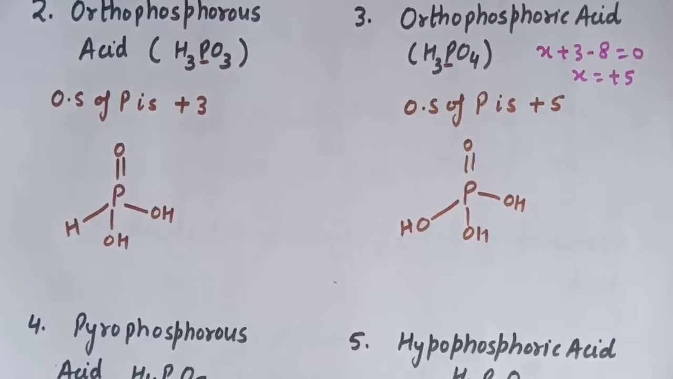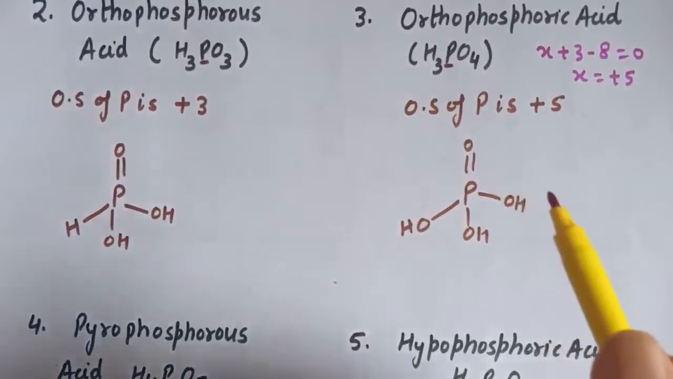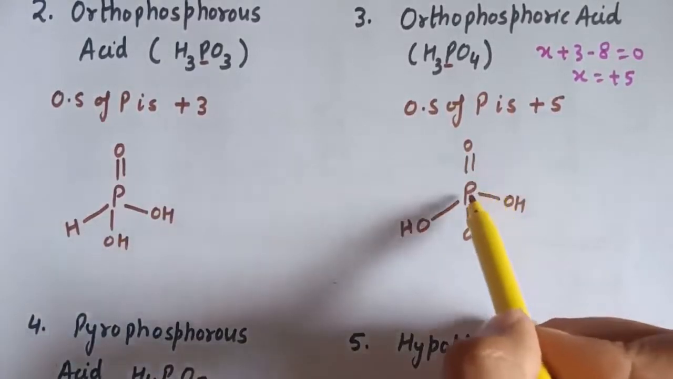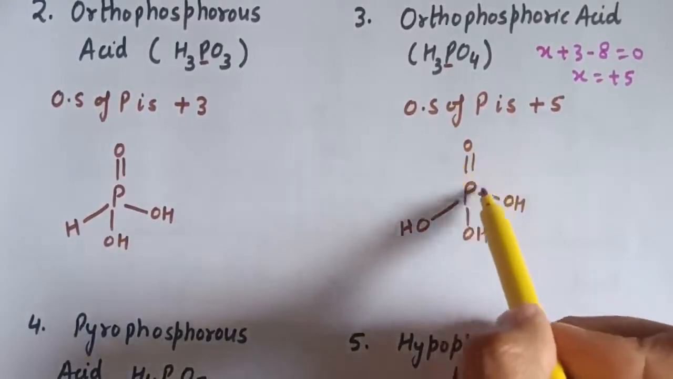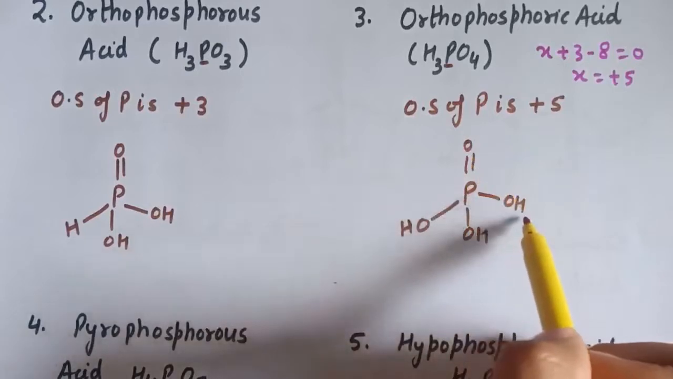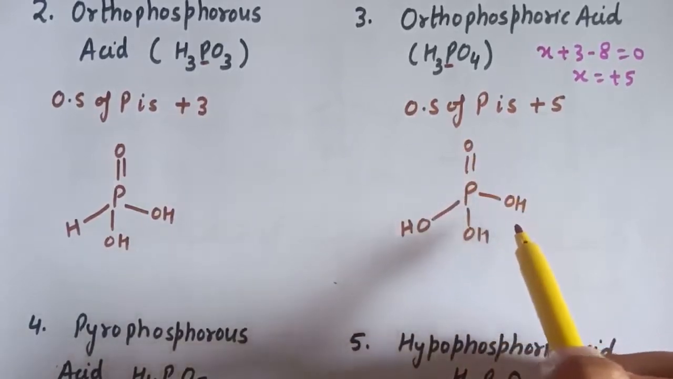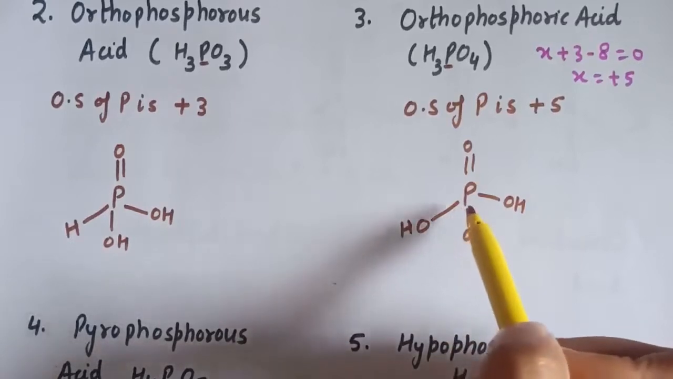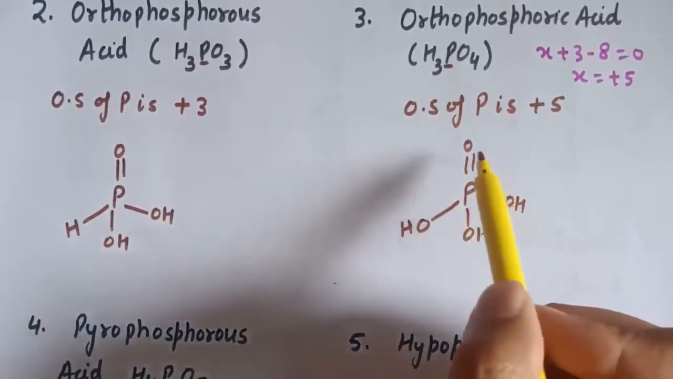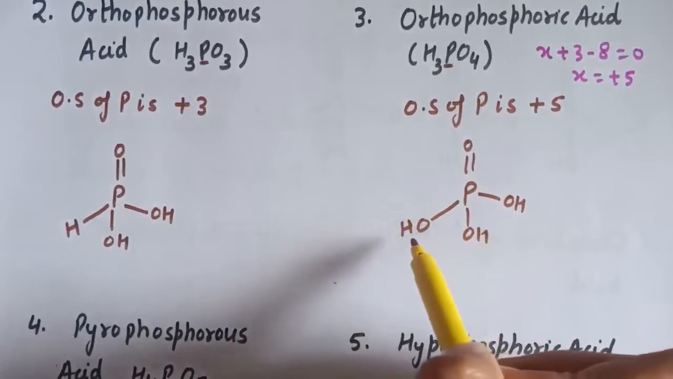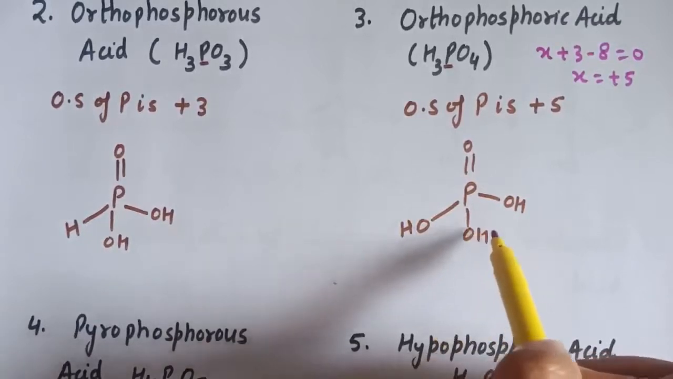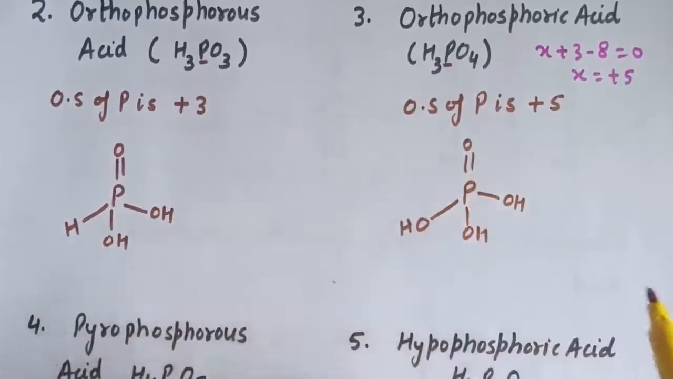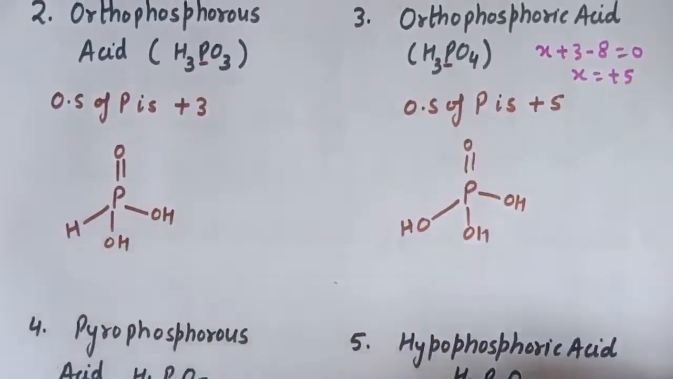Now the next thing is how we will draw the structure for the oxoacid H3PO4. So here phosphorus is in the center, one double-bonded oxygen is common, and one OH. Now we are left with two hydrogen and two oxygen, so they can be joined by single bond with phosphorus. So in H3PO4 we have 3 OH bonds and 1 phosphorus-oxygen double bond. So this is the structure for orthophosphoric acid.